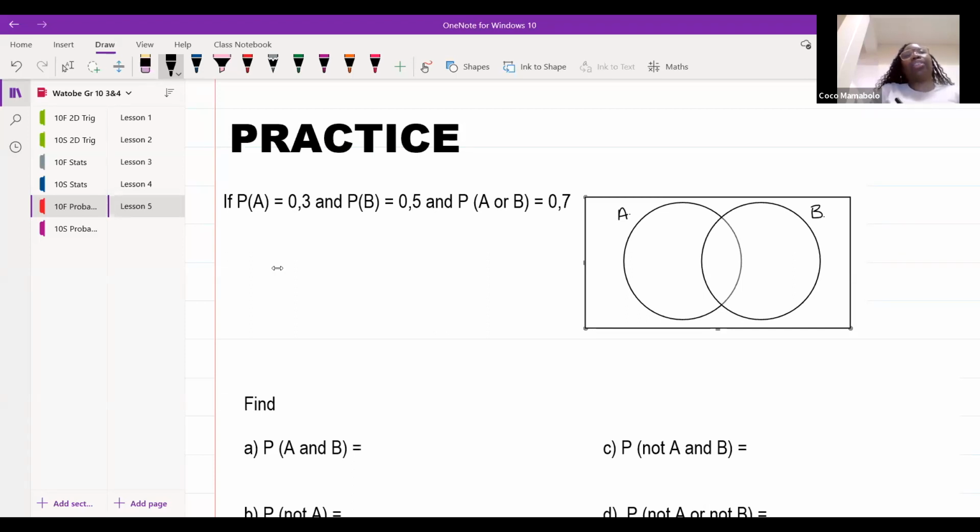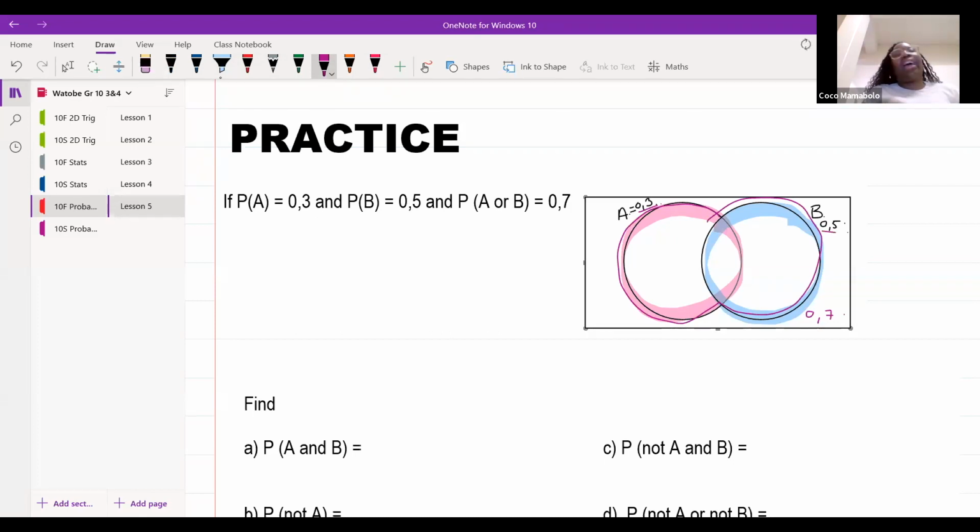Now, I want you guys to remember that this is the whole of A. The probability of A needs to be 0,3. Now they say that the probability of B, the whole of B, needs to be 0,5, and the probability of A or B, so both of these put together, must give me 0,7.